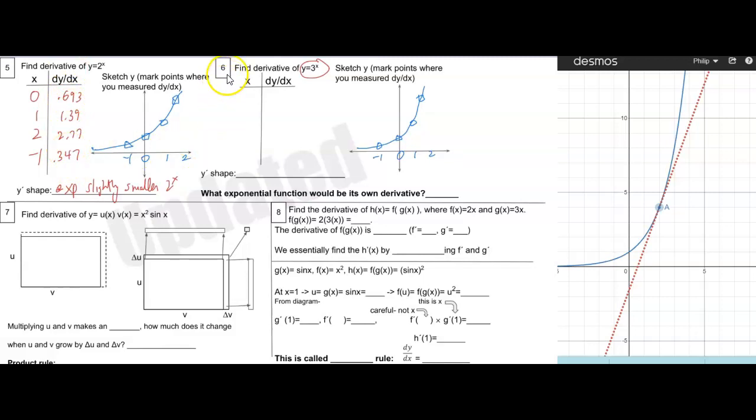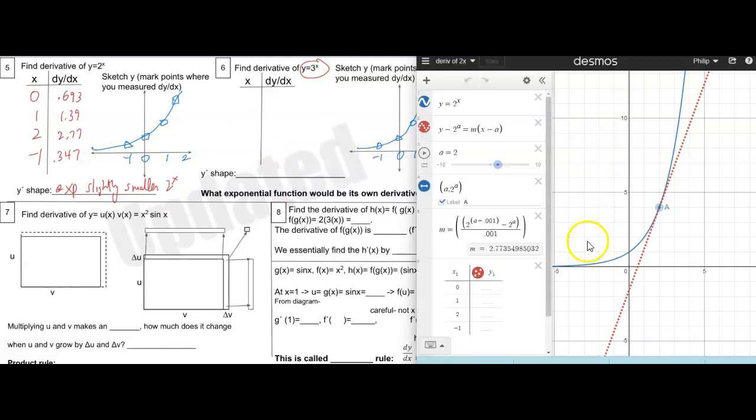Now let's move on to box 6. We're going to do the same thing now, except we're going to do it for the function 3 to the x. Okay, so 3 to the x looks a lot like 2 to the x, except maybe it's a little bit more steep. So here's 3 to the x. You can see it's a little bit steeper.